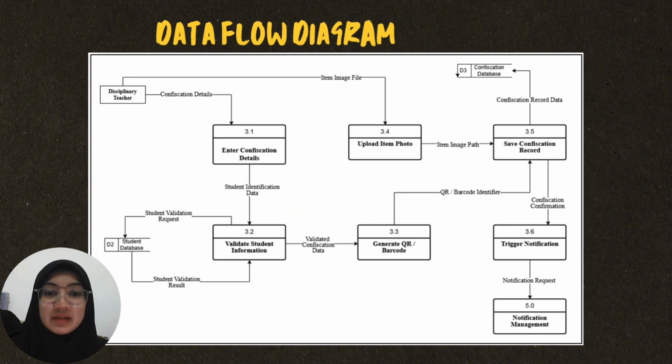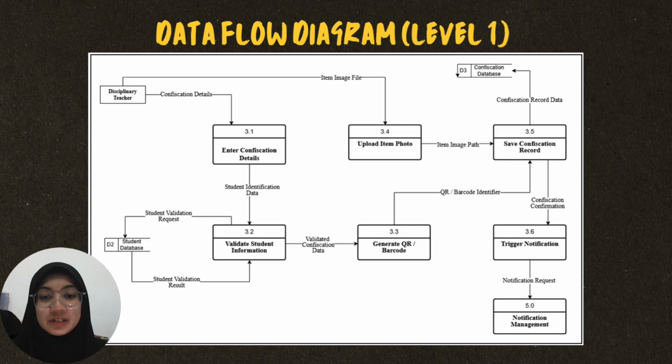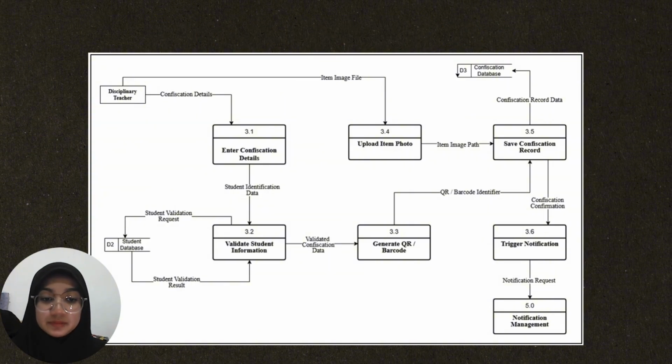Data flow diagram level 1. For the first one, 3.1, enter the confiscation details. 3.2, validate student information. 3.3, generate QR or barcode. 3.4, upload the item photo. 3.5, save confiscation record. 3.6, trigger notification, and it goes to the notification management.